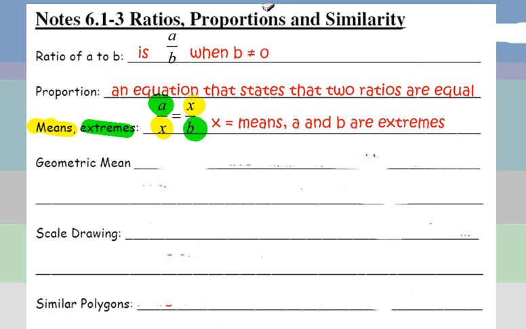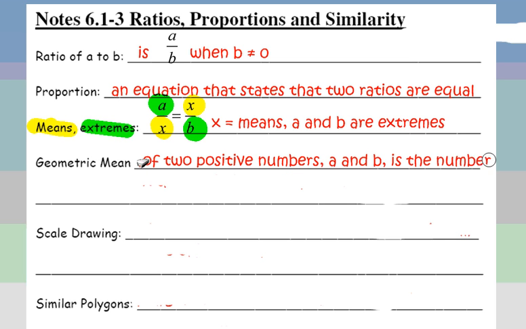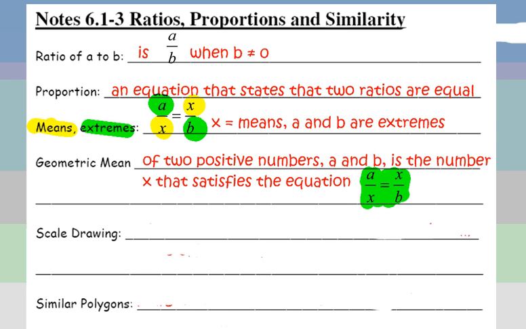Okay, and then you guys are familiar with the mean, meaning the average of two numbers. Well, that mean is actually an arithmetic mean. There's also a geometric mean, and if we take the geometric mean of two positive numbers, A and B, it's the number x that satisfies the equation A over x equals x over B. So essentially, x is the geometric mean. This is an equation that you need to memorize. We are going to ask you about the geometric mean, and it's so very easy, and yet students totally forget it. So be sure you commit that one to memory.